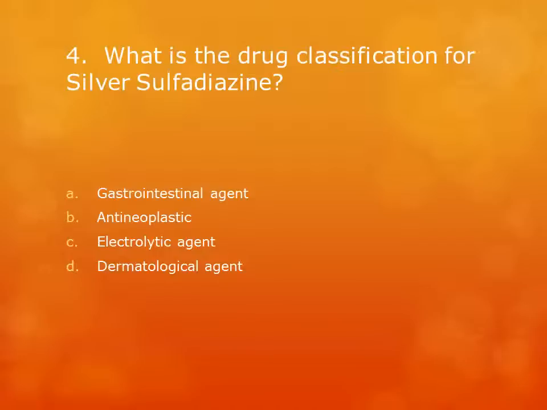Four, what is the drug classification for silver sulfadiazine? Is it A. Gastrointestinal agent, B. Antineoplastic, C. Electrolytic agent, or D. Dermatological agent?